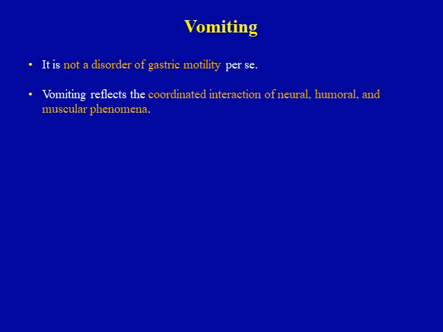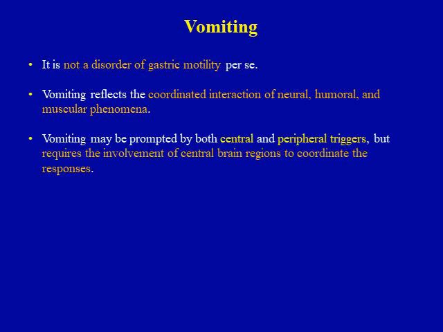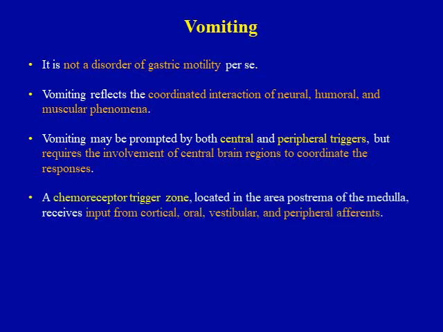Now let's talk about vomiting in brief. Vomiting is not a disorder of gastric motility per se. Vomiting reflects the coordinated interaction of neural, humoral, and muscular phenomena. Vomiting may be prompted by both central and peripheral triggers. So we have vomiting due to central triggers and vomiting due to peripheral triggers, but it requires the involvement of central brain regions to coordinate the responses.